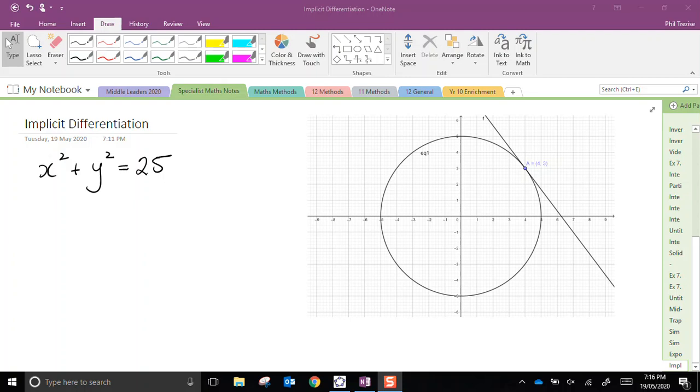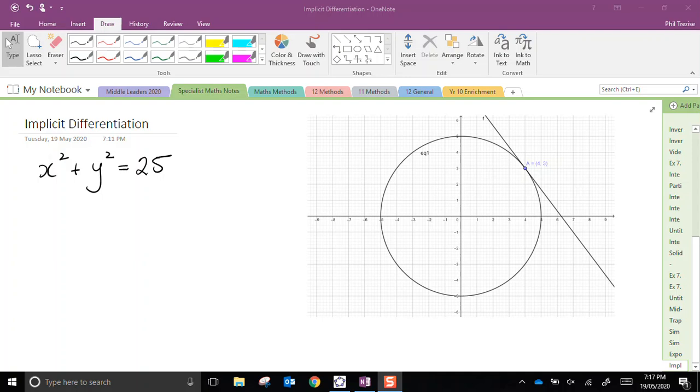Hi everyone, this lesson is about implicit differentiation, and this is a technique we can use when we have formulas like this. So it's not the usual way where we write y equals and then there's some sort of an expression with x. We have here y squared, not y, and x squared is on this as well. And this of course is the equation for this circle with the radius 5 centred at the origin.